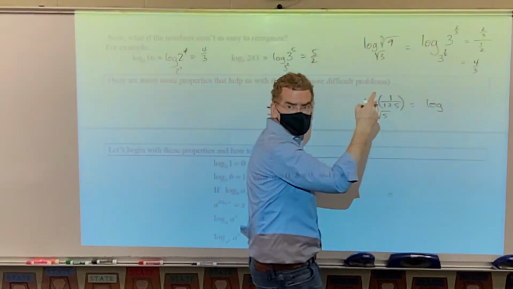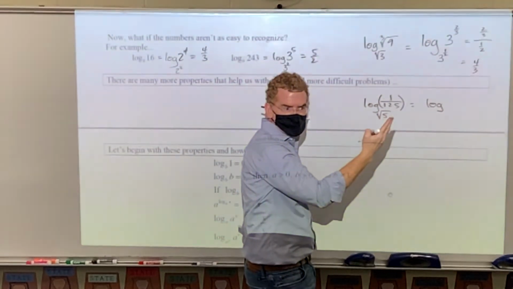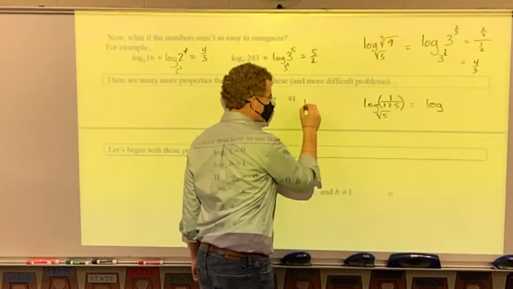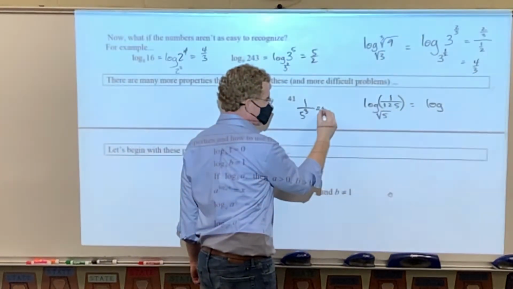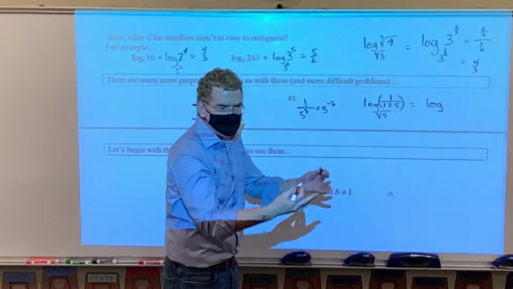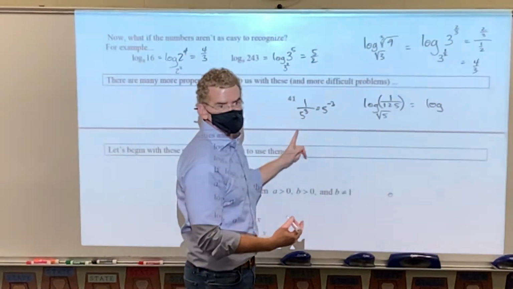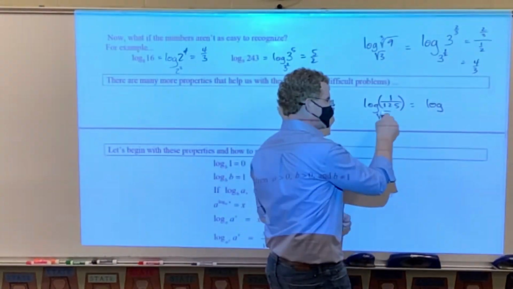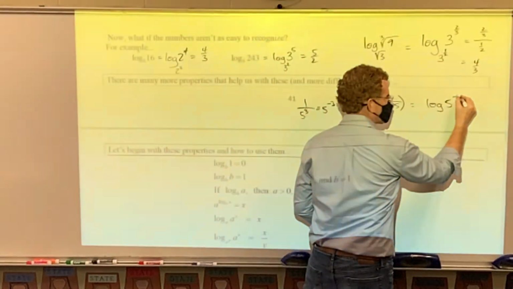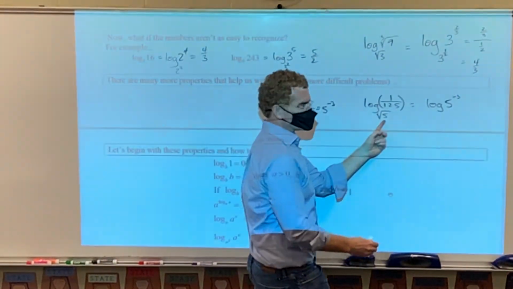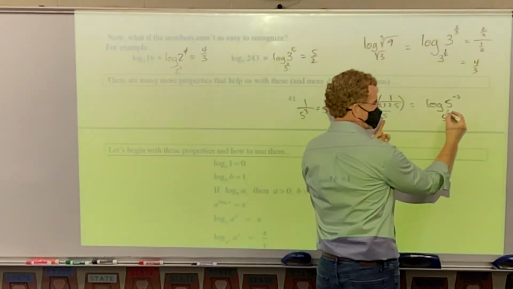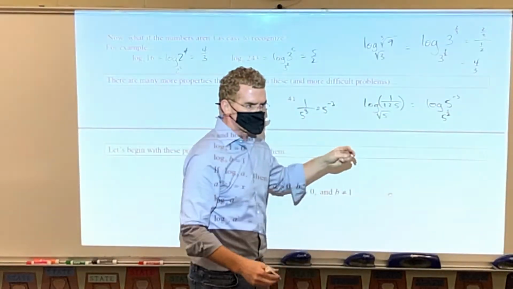5 to the negative 3? Yeah. Does that make sense? Because 5 cubed in the denominator is 5 to the negative 3, and my rule only allows me to have something to a power, not 1 over something to a power. So I have to make it fit my rule. So 5 cubed there becomes 5 to the negative 3, and that's a 1/2. 5 to the 1/2 power. Negative 3 divided. See how now it's fitting?